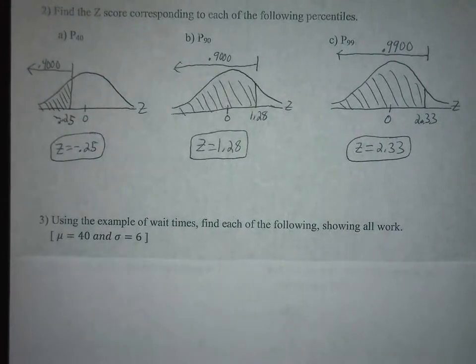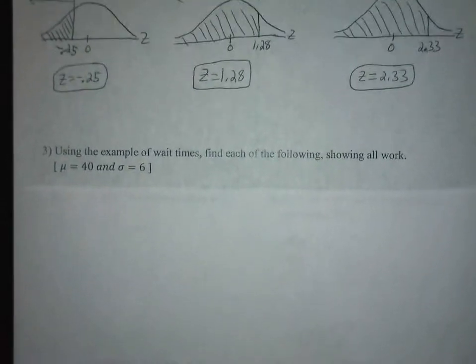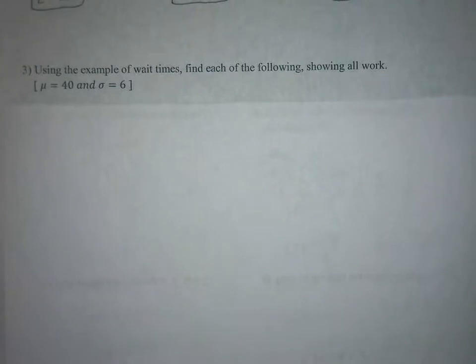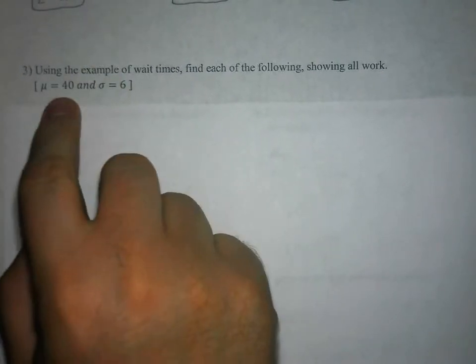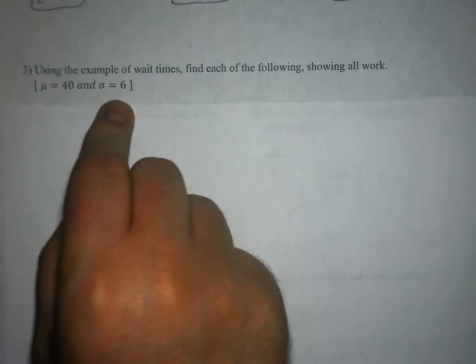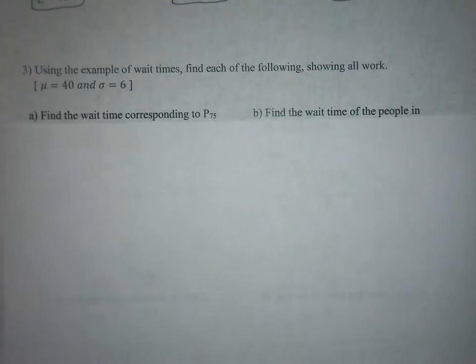Okay, and there's the answers for the other ones. I suggest that you try those, looking them up in the table and find them. Okay, and then an example of an actual application of this. Going back to the wait times at a busy restaurant. If you don't remember, the mean for that wait time was 40 and the standard deviation was 6. So we want to find a wait time corresponding to P75.